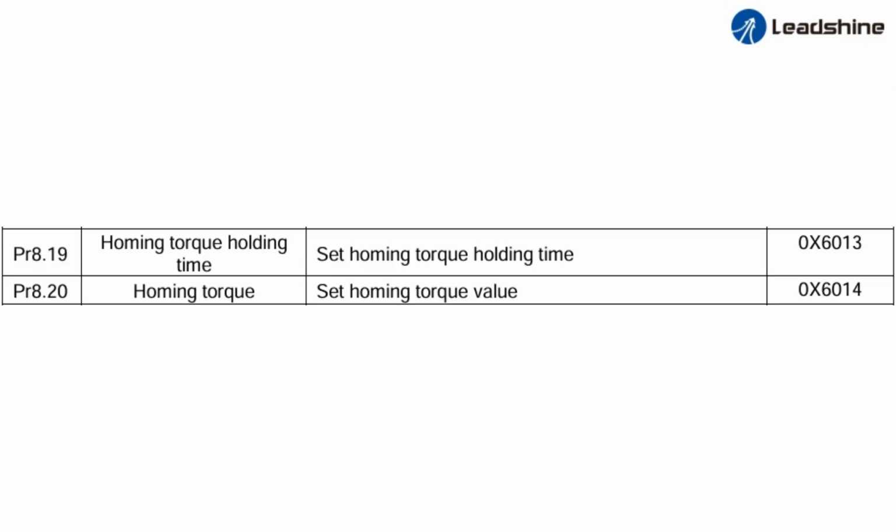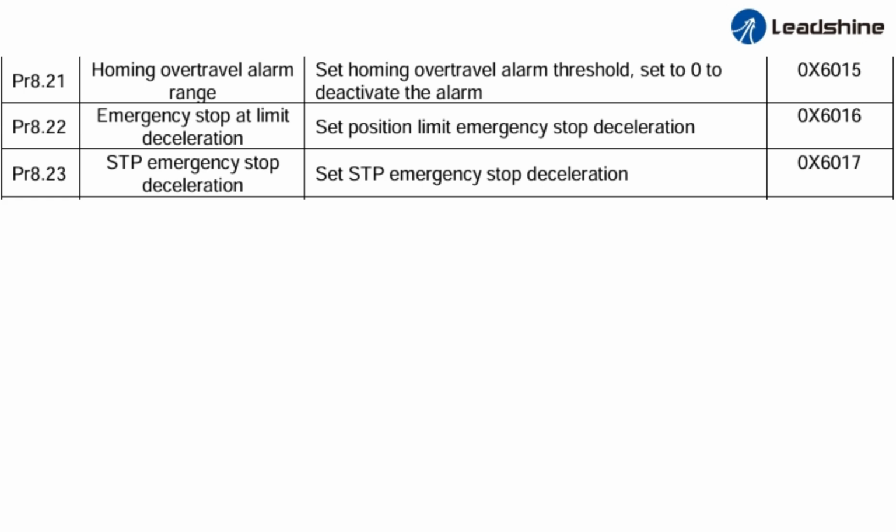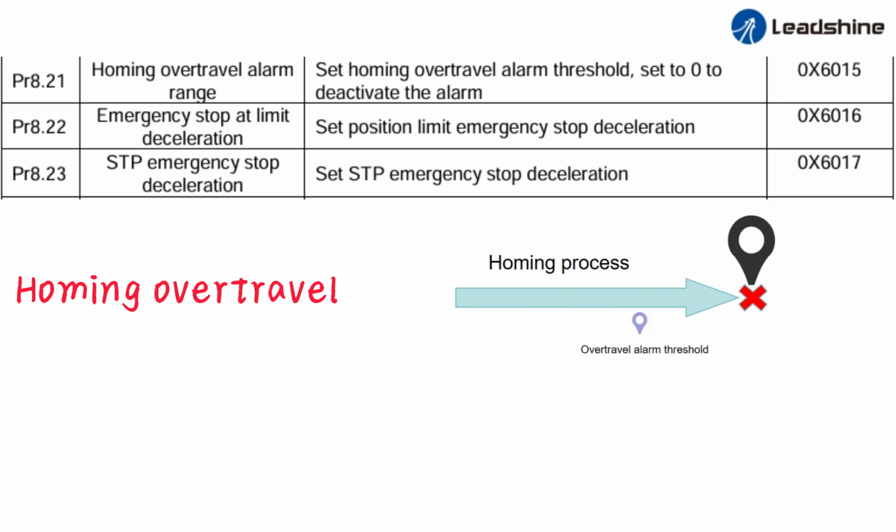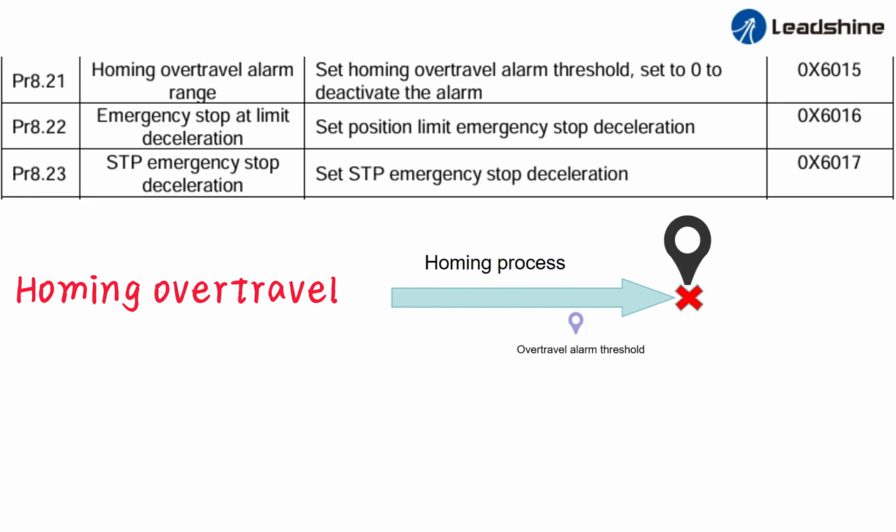PR 8.19 and PR 8.20 are used to set the torque holding time and homing torque when the homing method is the torque homing method. PR 8.21 is the threshold value: after starting the homing process, if the motor rotates more distance than PR 8.21 before homing succeeds, the driver will alarm. This feature is used for the situation that, for example, the homing sensor doesn't work, in case the motor always keeps rotating or causes an accident.